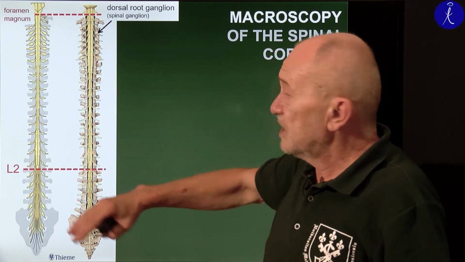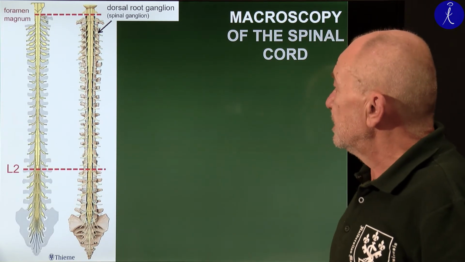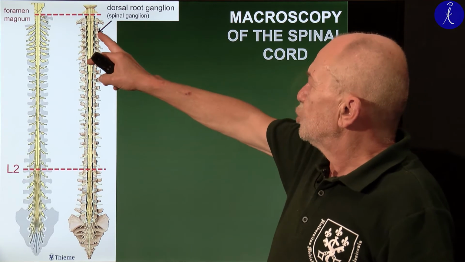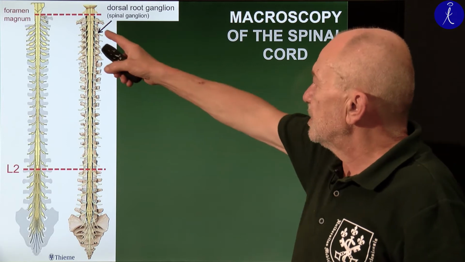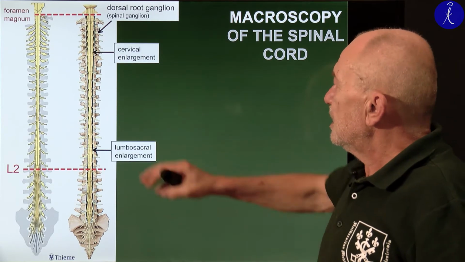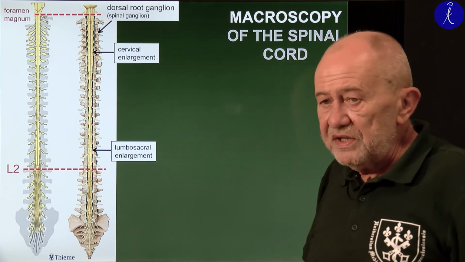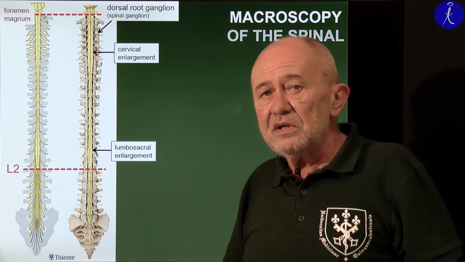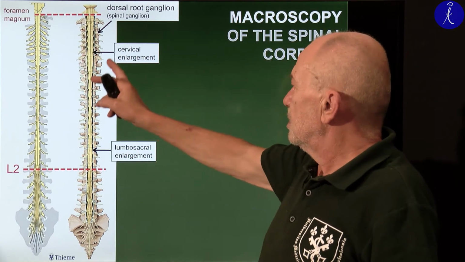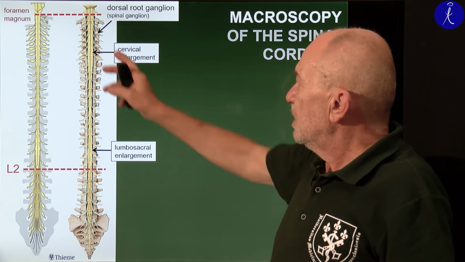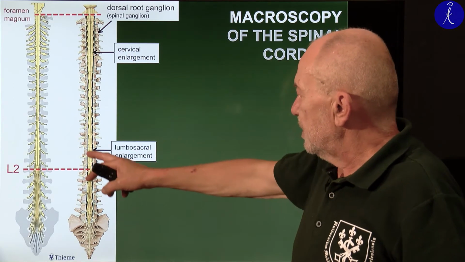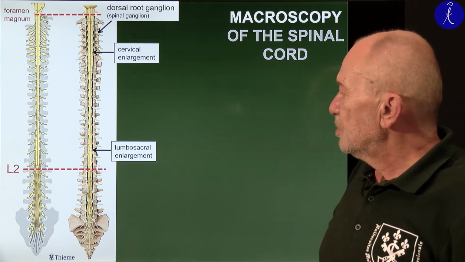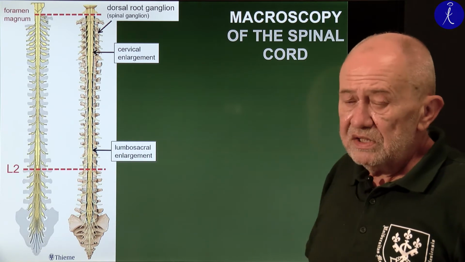All the spinal cord is segmented, if you remember. The dorsal root ganglia have been mentioned before, sitting in the intervertebral foramen. The spinal cord does not have the same thickness all along, but there are two enlargements on it. One is on the cervical portion, the other on the lumbosacral portion.